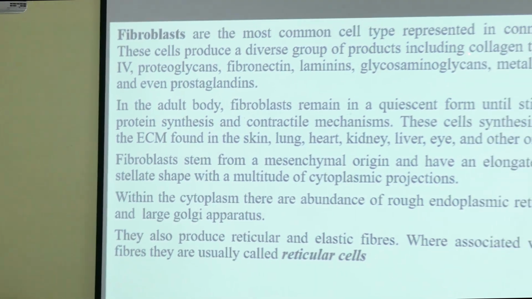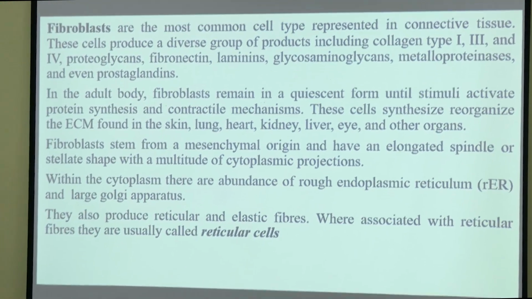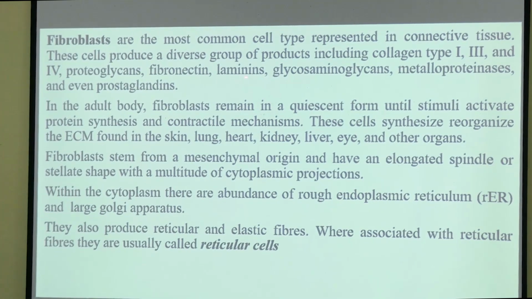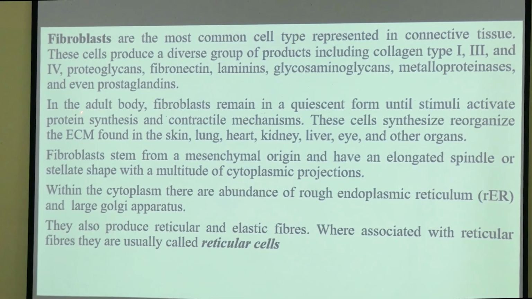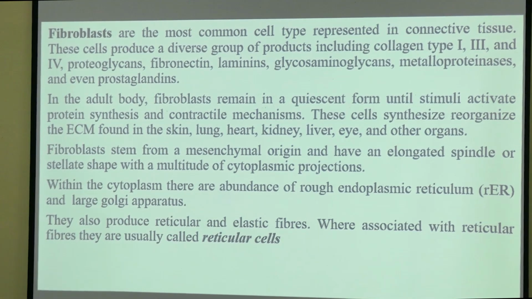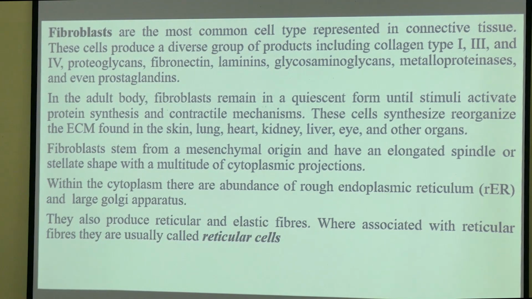Now, these fibroblasts produce collagen fibers, different types of collagen fibers. They produce proteoglycans, fibronectin, laminin, glycosaminoglycans, metalloproteinases, prostaglandins, etc. These are secreted, or you can say produced, by the fibroblast. These chemical compounds are present in the ground substance. That means the fibroblast is not only forming the fibers, it is also laying down the ground substance, or the matrix, for the connective tissue. That's why fibroblast cells are very important.